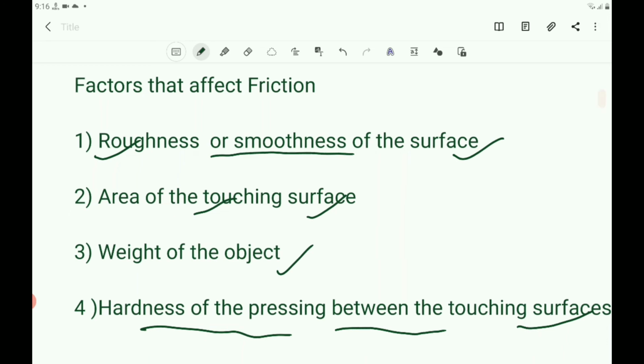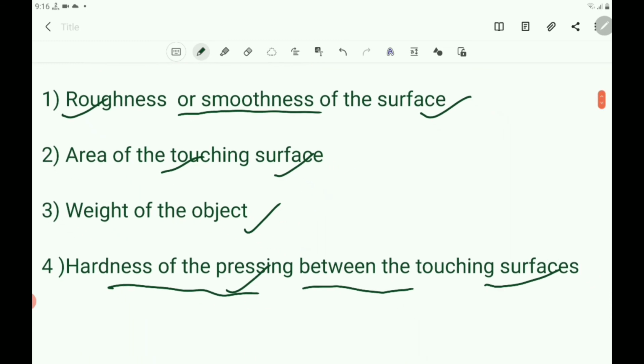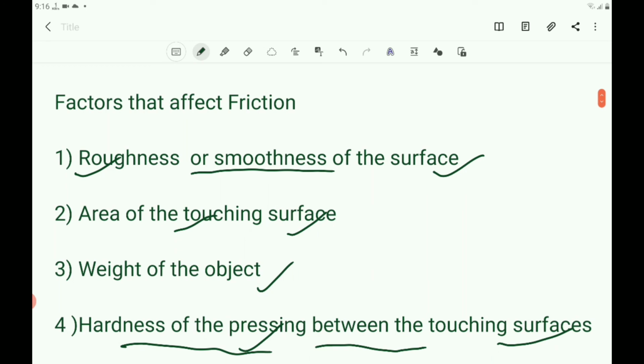Why do heavier objects have more friction? They press together with greater force, and this causes greater friction between them. Therefore, the hardness of the pressing between the touching surfaces increases the friction. In this way, these are the factors affecting friction.